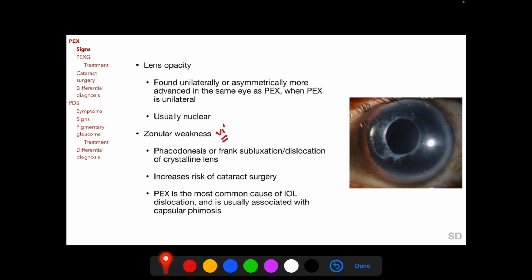And this zonular weakness can cause phacodonesis, that is tremor of the crystalline lens, or frank subluxation or dislocation of the crystalline lens. Both zonular weakness and inadequate dilatation of the pupil increase the risk of cataract surgery in patients with pseudoexfoliation. And pseudoexfoliation is the most common cause of IOL dislocation, and this IOL dislocation is usually associated with capsular phimosis. Capsular phimosis is decreased diameter and increased fibrosis of the anterior capsular opening following cataract surgery.